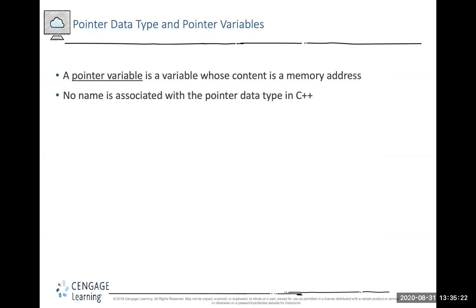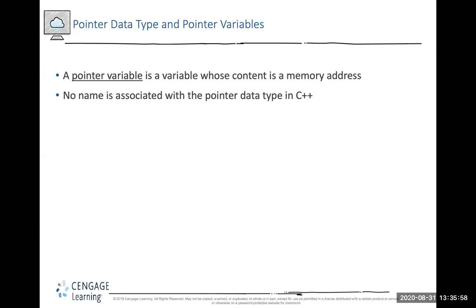Pointer data type. Now this is the third category of data types, pointers. Pointers are a special feature of C++ and C. And in C++, the pointers are a little different. Now, a pointer variable is basically a variable whose content is a memory address. It tells you where some content is located in memory.